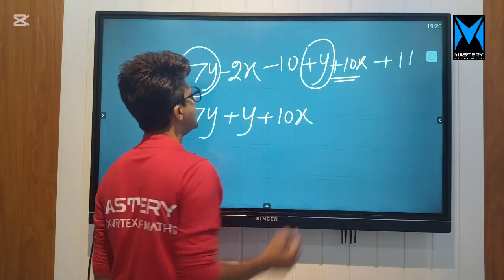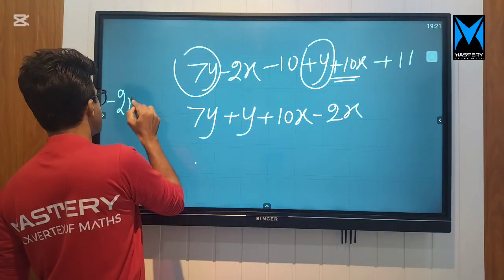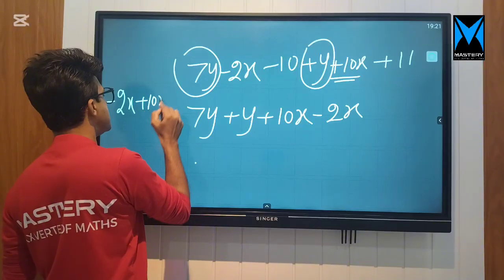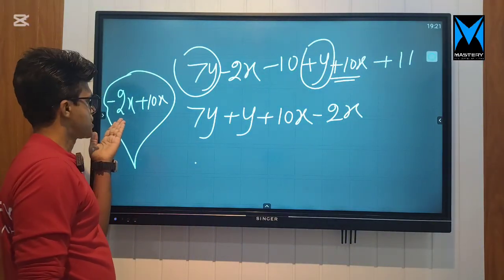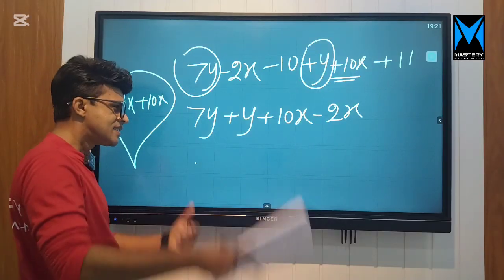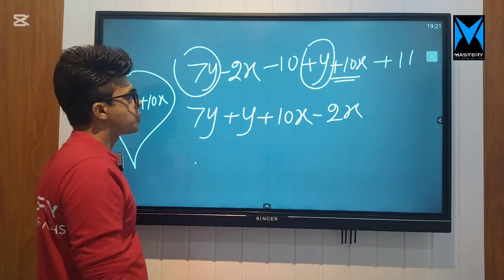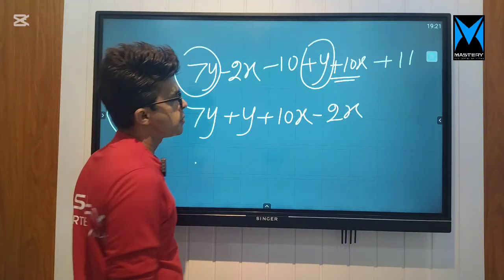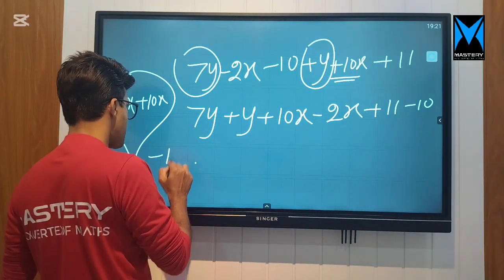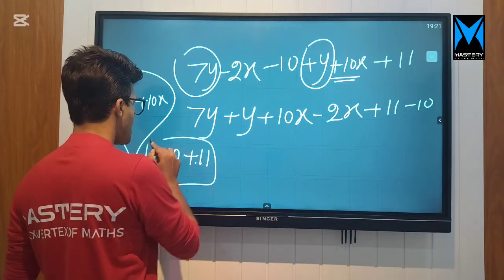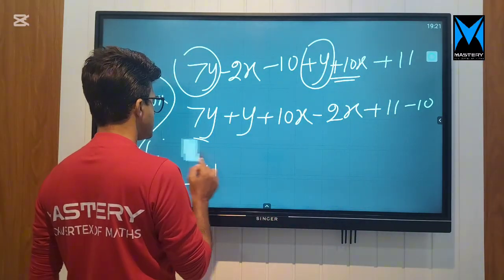Plus 10x minus 2x. Why do I do that? You know that if I am writing this minus 2x and plus 10x here, then you can't get an idea about the way of simplifying this one. Yes, here minus 2x plus 10x. That's the reason of writing this 10x here. So plus 10x minus 2x and also plus 11, 11 minus 10. The same thing is done here. If you are writing that minus 10 and plus 11, we can't get an idea. Therefore 11 minus 10.